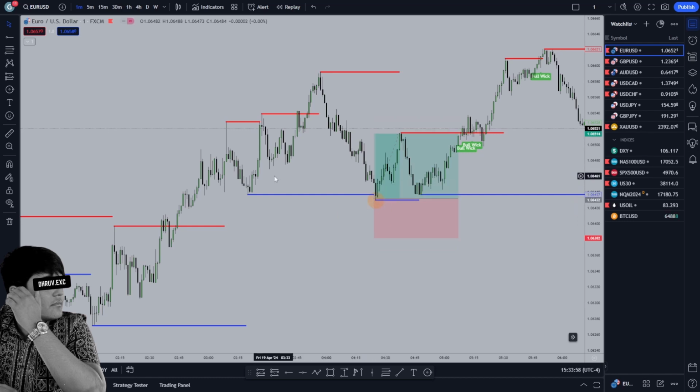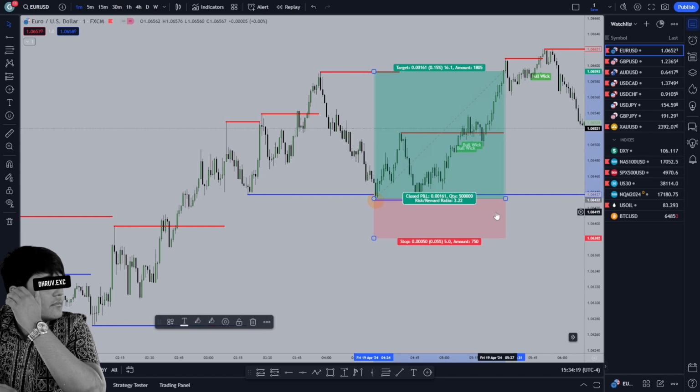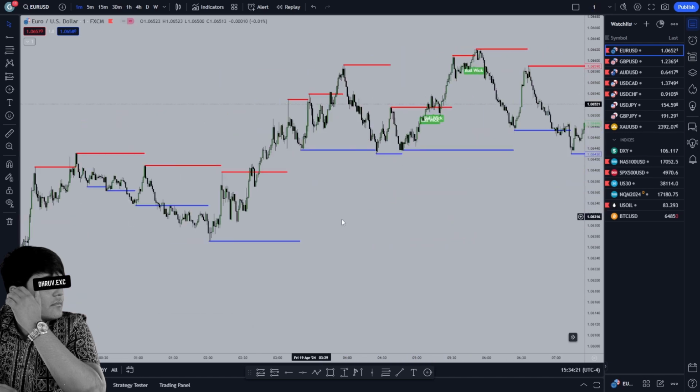Right now you can use this indicator to train your eyes to find liquidity, but after this, when you are a little bit experienced, you can do it by yourself. Okay, you can leave this indicator, but for right now as a beginner you can use it. So now your entry will be right over here, and your target will be this high, like this.